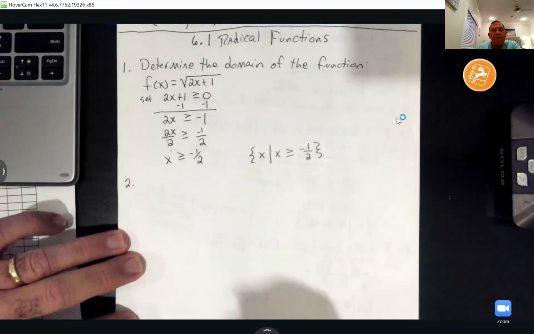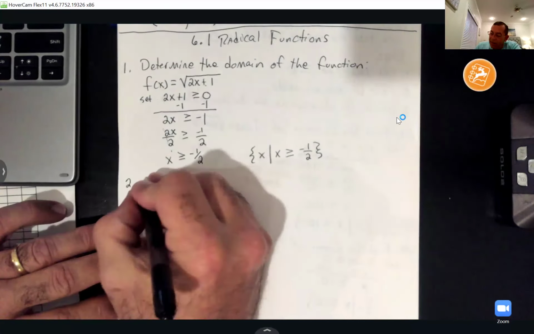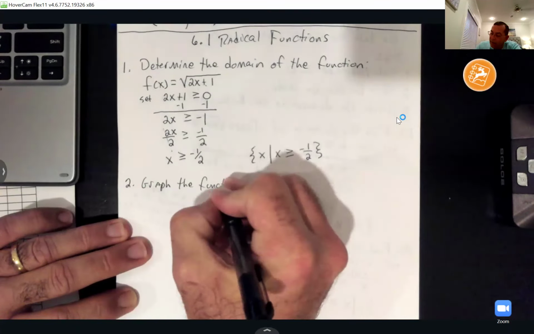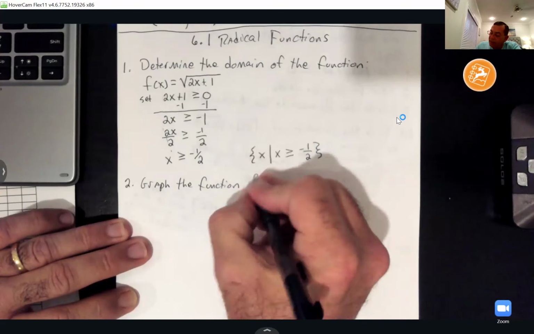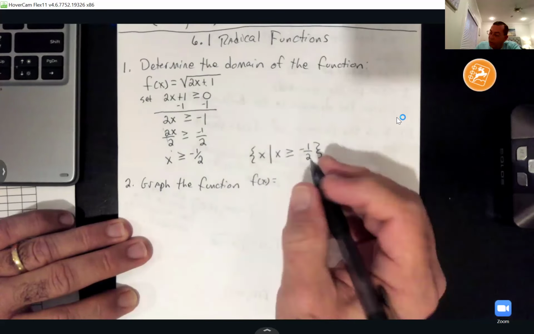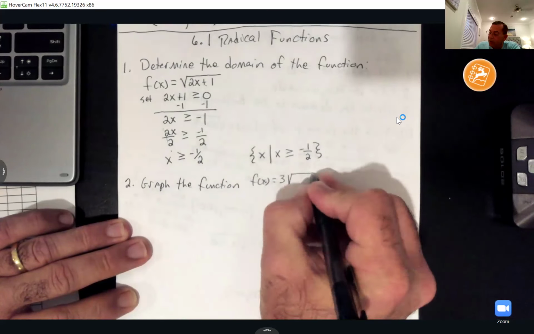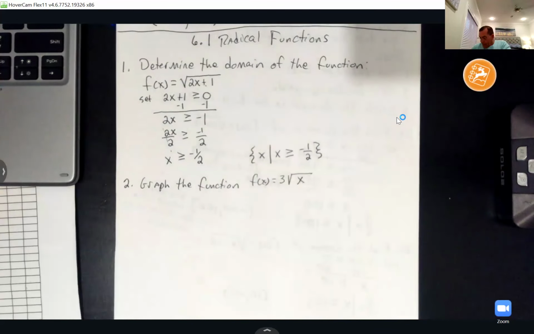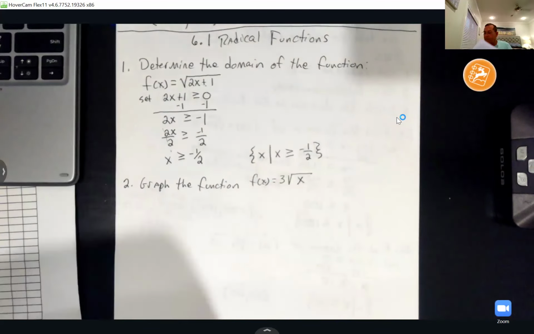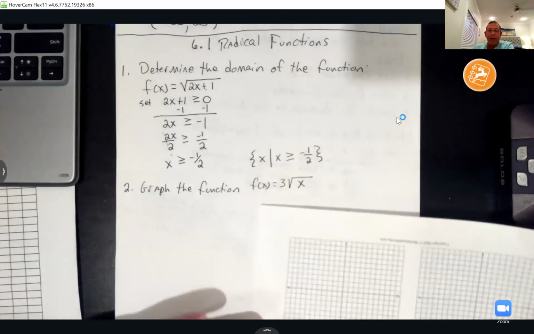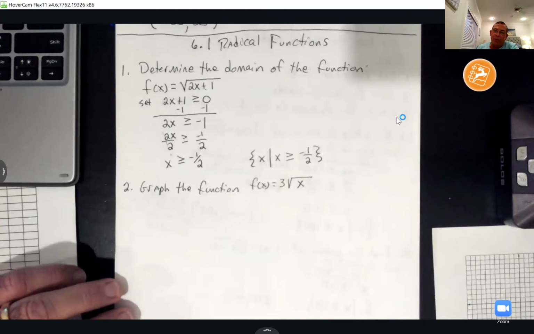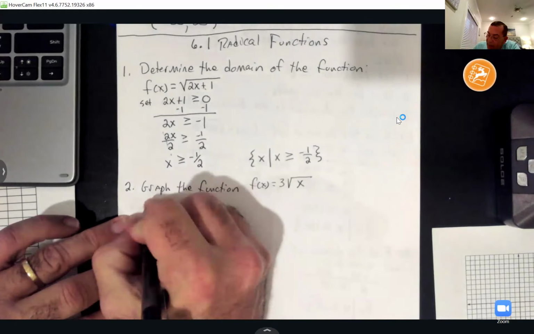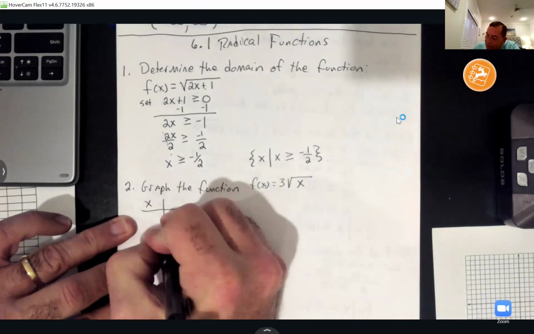All right, now then they start having you graph. So this one says graph the function f of x equals 3 times the square root of x. Now I'll graph this on the paper. Now I'm going to show you on the calculator. But if you were doing this by hand, you would set up an x and y table.